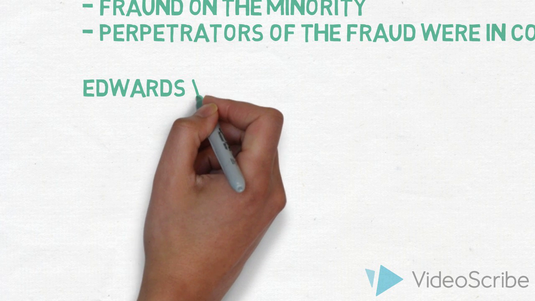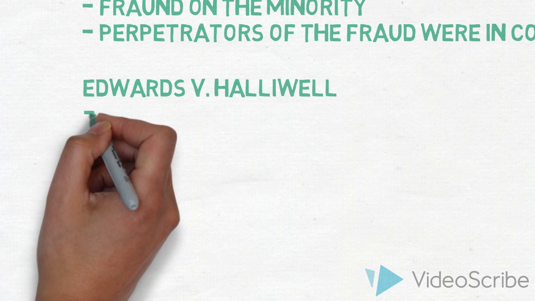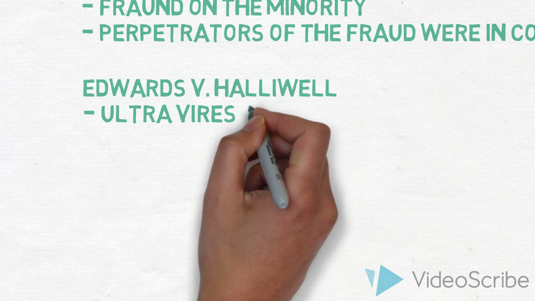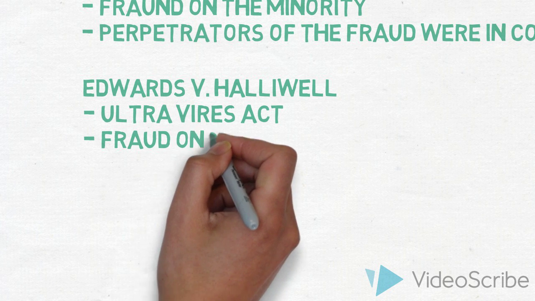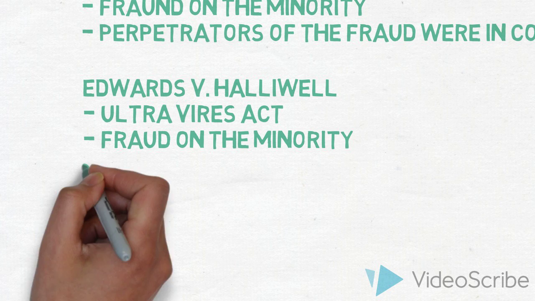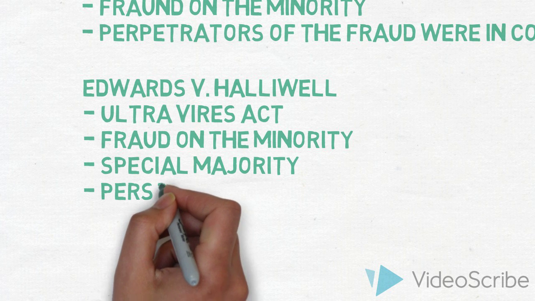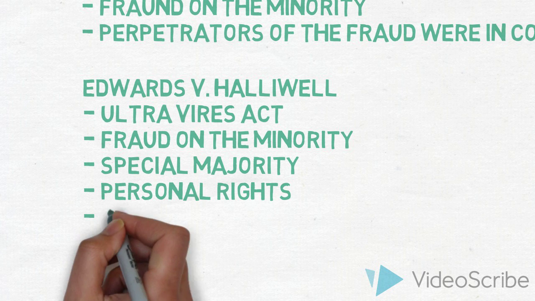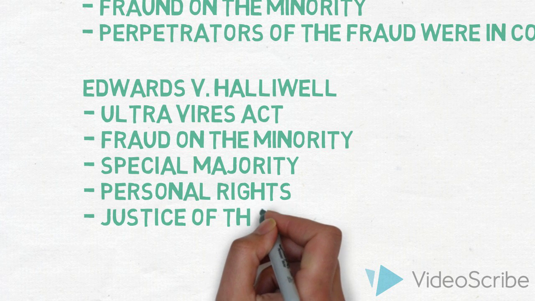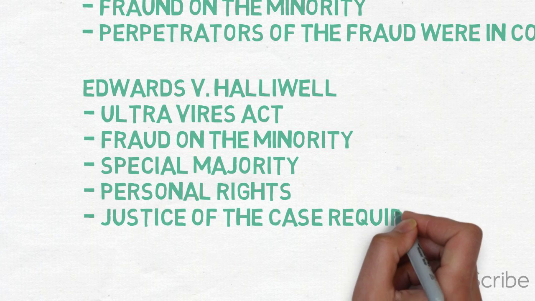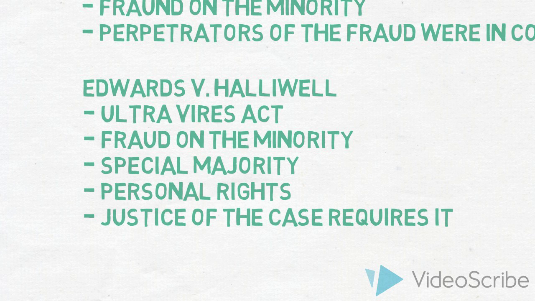For the second limb of the second issue, whether there are factors that will influence the court to make the decision, by referring to the case of Edwards against Halliwell, some of the factors include ultra vires acts, where the act complained of is wholly ultra vires to the company. The rule has no application because there is no question of the transaction being confirmed by any majority. Other factors include fraud on the minority, where the wrongdoers are themselves in control of the company, a special majority, personal rights, where the personal and individual rights of the members have been invaded, and lastly, when the justice of the case requires it.